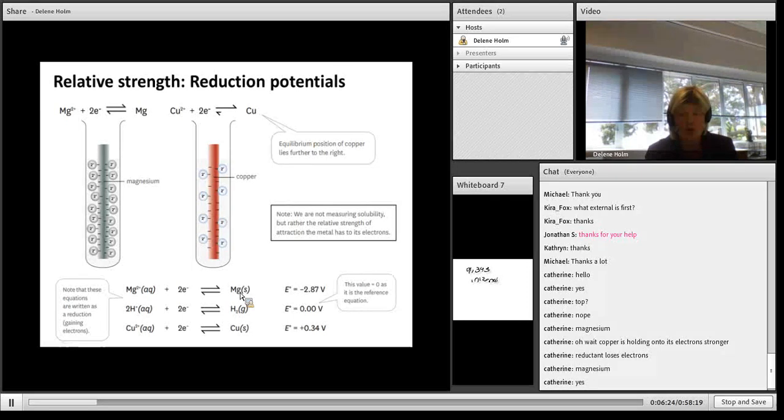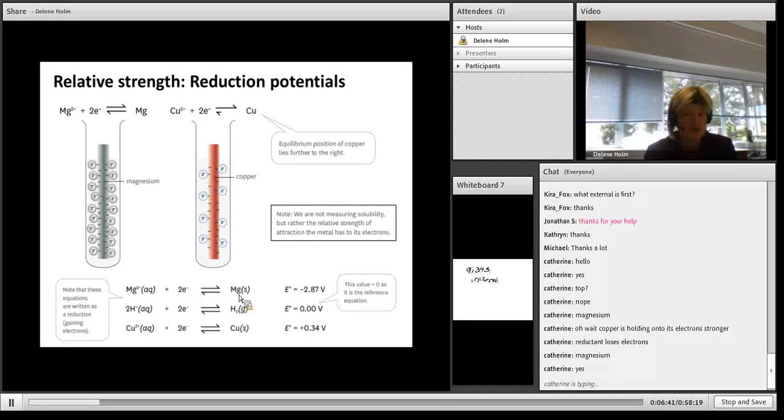So remember, OIL RIG: reduction is gain of electrons. For the RIG, reduction is gain. Can you see my magnesium ions are gaining electrons to become magnesium? Can you see this is a reduction half reaction? Okay. And the same thing we've done here for the hydrogen ions and the same thing for the copper. And that's why we talk about reduction potentials.